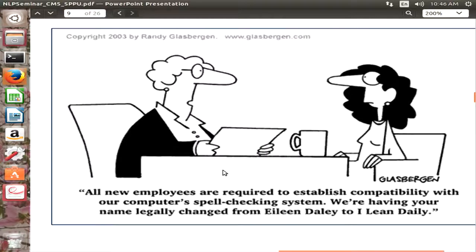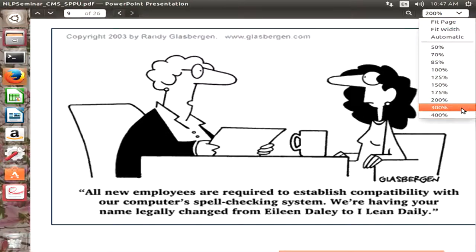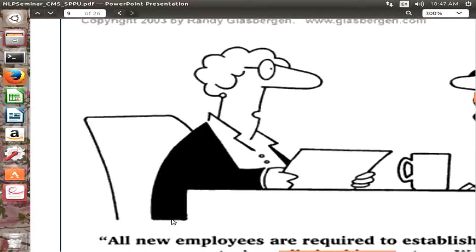Can you read this? Yeah. If not, I'll blow it up some more. I don't know whether you can read this or not, or maybe I should zoom it some more. But that's the state of the art, I would say, in autocorrects.